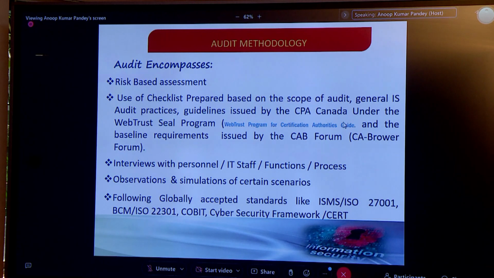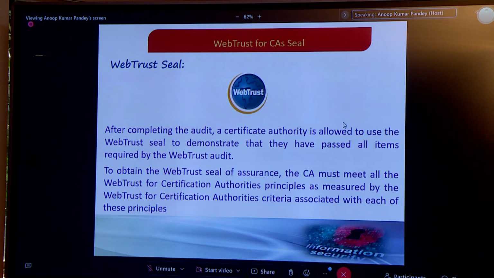So the audit encompasses, what we do is that we don't just depend upon the checklist we have prepared based on the framework guidelines of WebTrust or the CA/Browser Forum, but we also have to see from the risk assessment point of view. Plus, use of checklists prepared based on scope, audit, and generalized audit practice guidelines issued by CPA Canada under the WebTrust SEAL program. For the WebTrust SEAL program for certification authorities, there is one guide which we have to refer to, and we have to take a lot of points from that. And the baseline requirements issued by the CAB Forum are also considered. And interviews with the concerned auditees, IT staff, functions, processes, observation, simulation of certain scenarios. Of course, some of the standards like ISMS, ISO standards like 27001, 22301, COBIT, cybersecurity, all these things are taken into consideration before we prepare a checklist and conduct an audit.